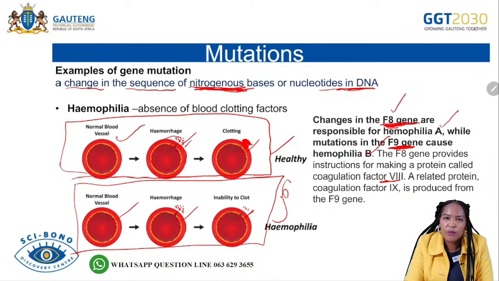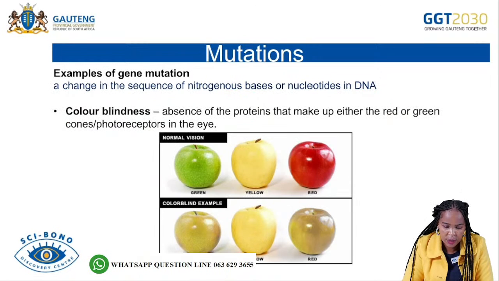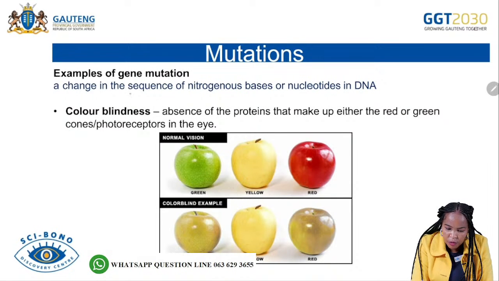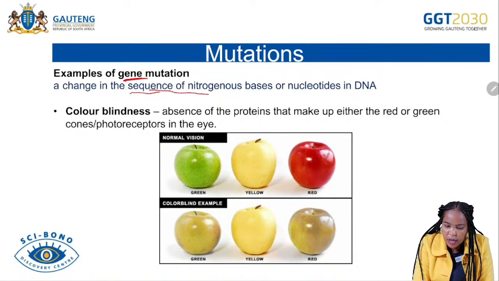So that is due to gene mutation. I think everyone now understands what hemophilia is better, and also why it is an example of gene mutation. It is because there's a change in the gene. Another example of gene mutation that we're going to look at is color blindness.